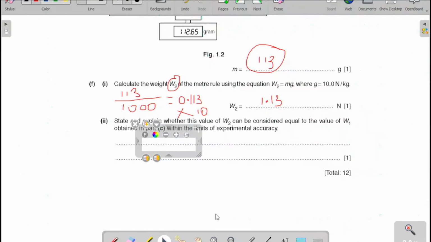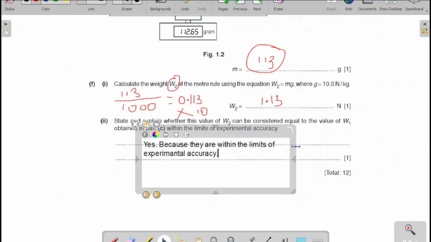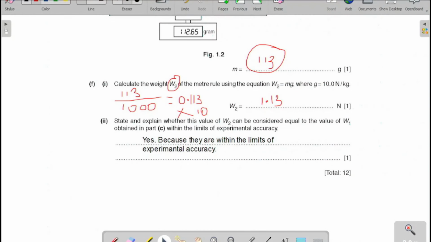State and explain whether it can be considered equal. The first thing to do is to state whether it can be considered equal. So yes. And why? Because they are within the limits of experimental accuracy. Let's go to the next question.